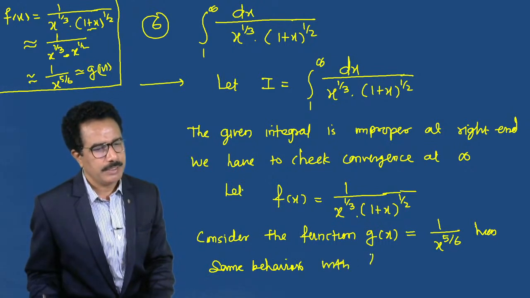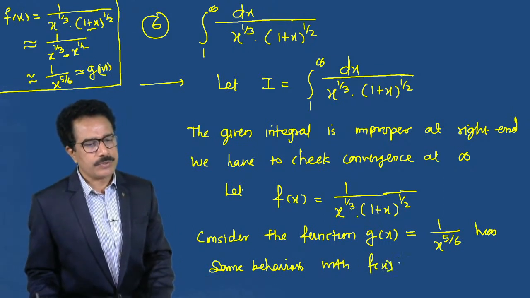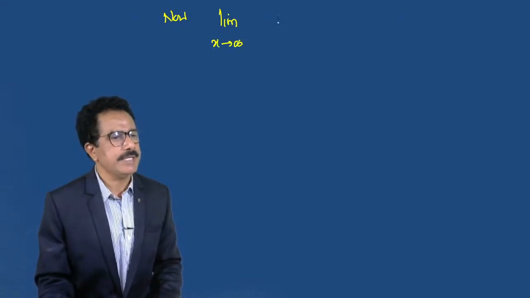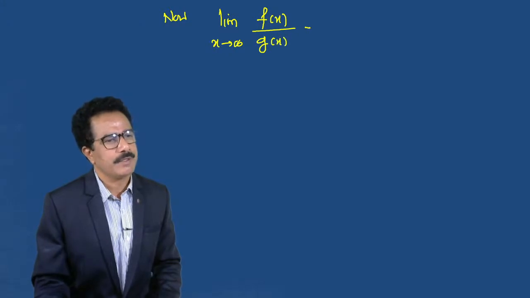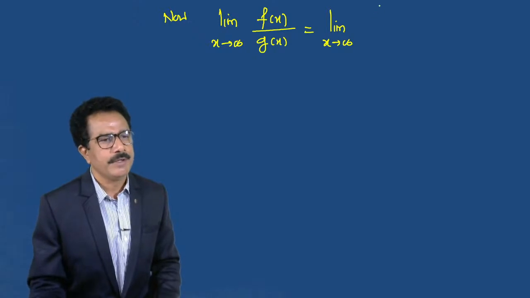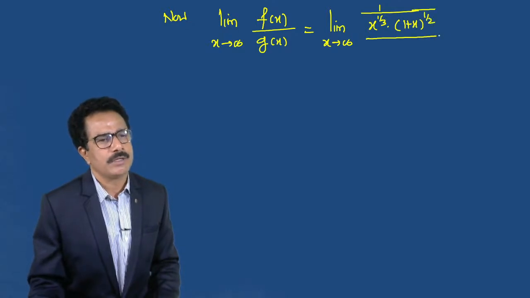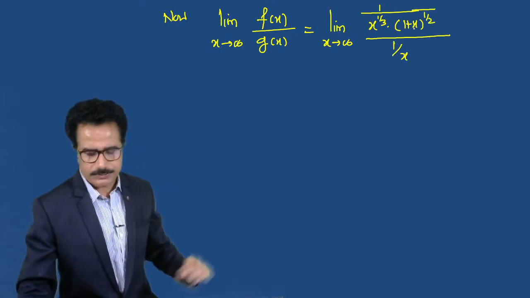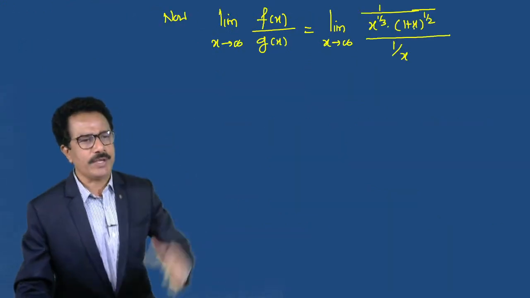With f of x, now we shall take the limit. We have to find out the limit as x tends to infinity of f of x divided by g of x, which equals limit x tends to infinity of 1 upon x raised to 1 by 3 into (1 plus x) raised to 1 by 2, divided by 1 upon x raised to, what is the value of g of x? 5 by 6.